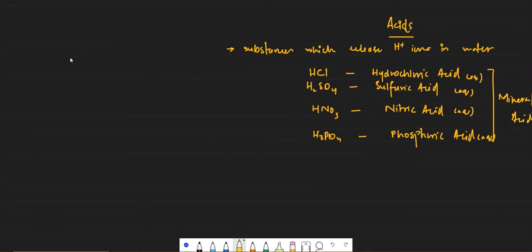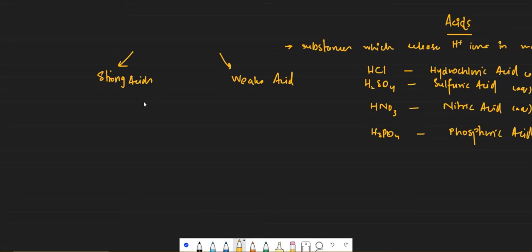Other than that, a more important classification is in terms of their strength. There are strong acids and there are weak acids. Strong acids are those acids which ionize completely in water. The strength of an acid will always be dependent on the number of hydrogen ions it releases, and that depends upon how much it ionizes. The strong acids are those which completely ionize in water.